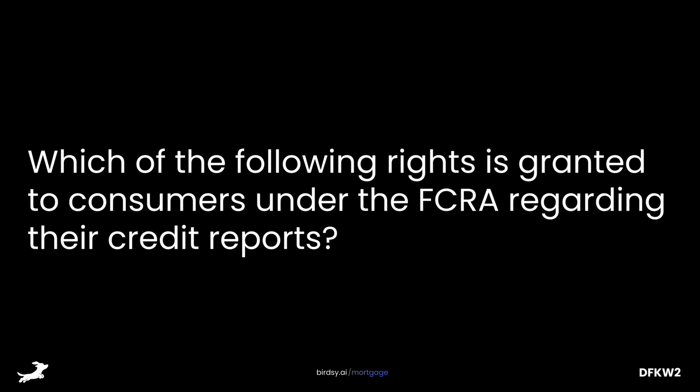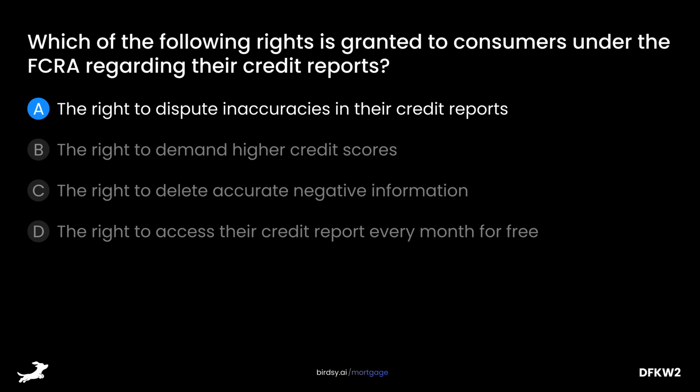Which of the following rights is granted to consumers under the FCRA regarding their credit reports? Is it A, the right to dispute inaccuracies in their credit reports, B, the right to demand higher credit scores, C, the right to delete accurate negative information, or D, the right to access their credit report every month for free? The answer is A, the right to dispute inaccuracies in their credit reports.